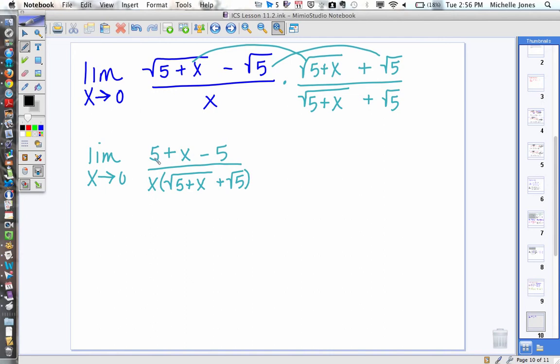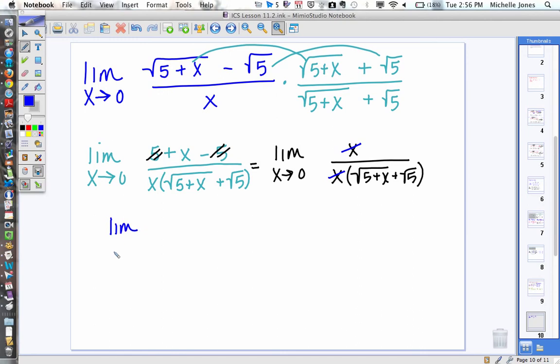Now look at your numerator. You have 5 minus 5, so when you collect like terms, your 5s are going to go away. So you're left with the limit as x approaches 0 of x over this new denominator, the square root of 5 plus x plus the square root of 5. Now look at that. Our x's are going to cancel. This is what you want to happen. You need your x's to cancel because when we were substituting 0 in, you got a 0 in the denominator because of that x. But we just got rid of it.